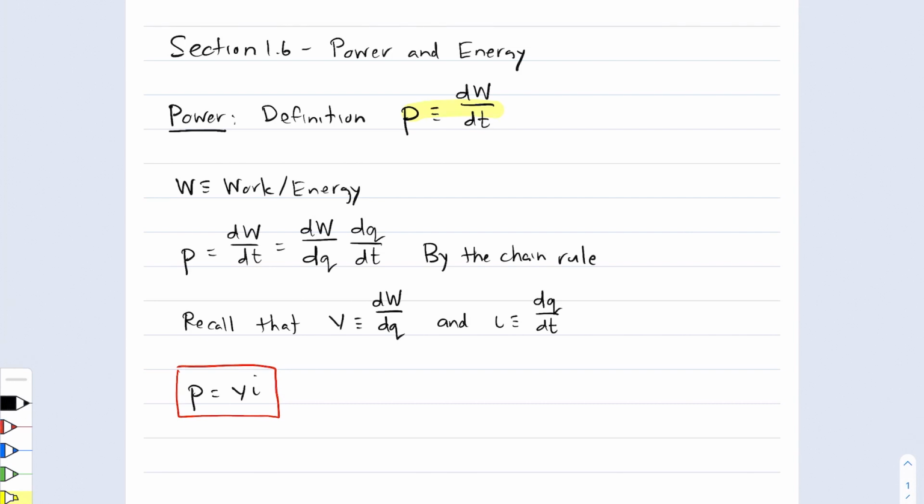Now, there are some units associated with electrical power. The unit of electrical power in SI units is a joule per second. This is also known as a watt. And in the context of electrical power, this is also a volt times amp. So there are many ways to rewrite this unit of watts.